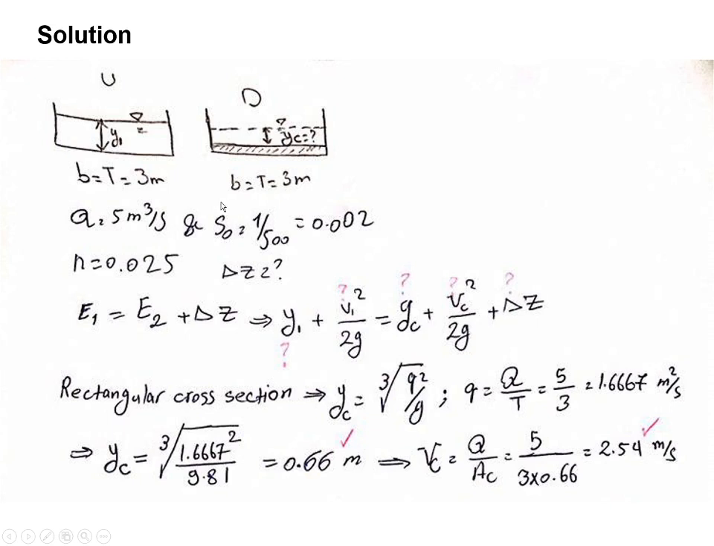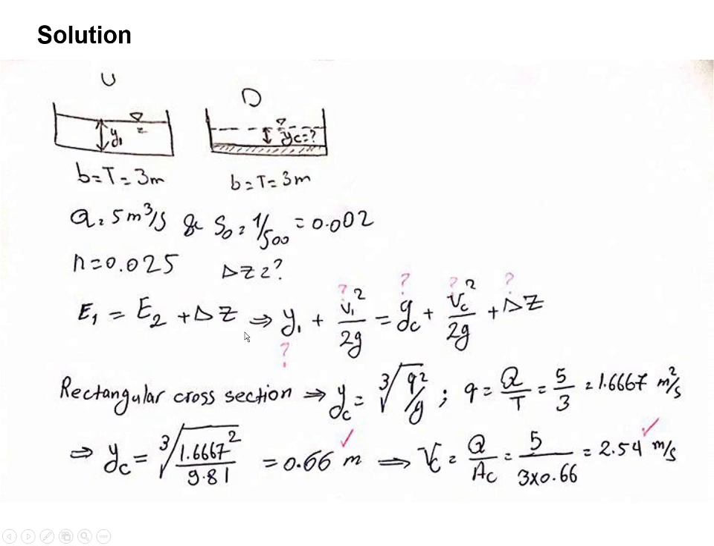The bed slope S0 is given as 1 over 500, which equals 0.002. Manning roughness equals 0.025, and we are going to find delta Z. Again, in this example, loss of energy is neglected. Therefore, we have the energy equation: E1 equals E2 plus delta Z.